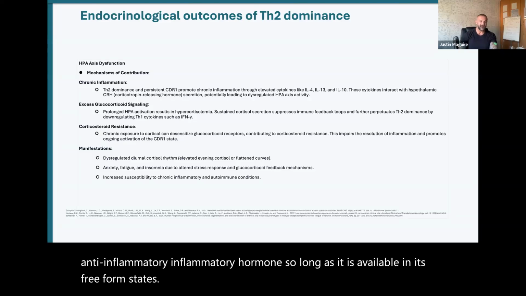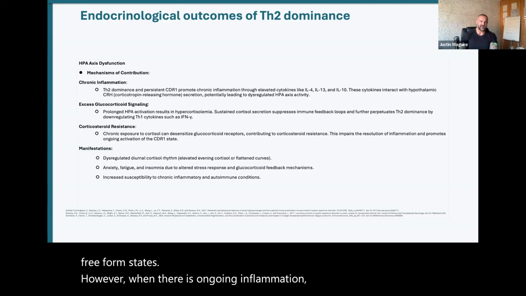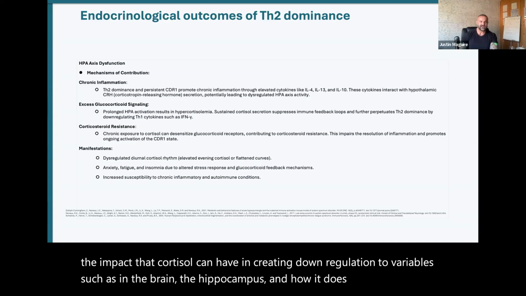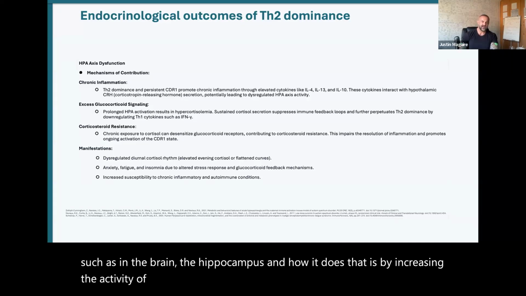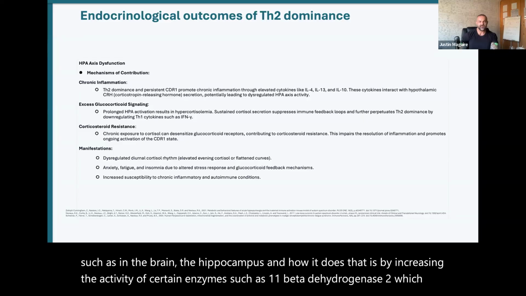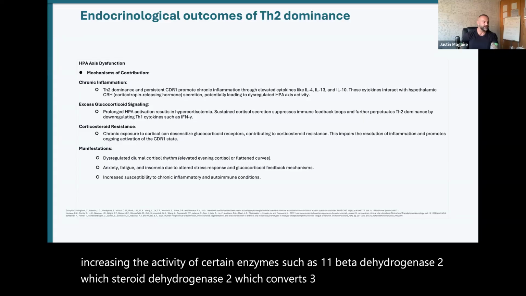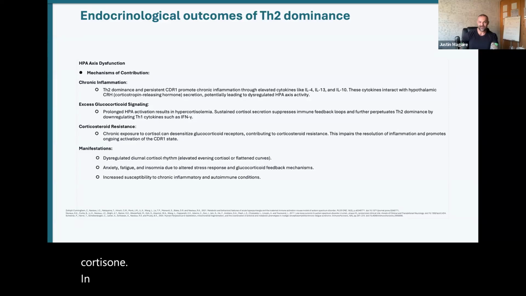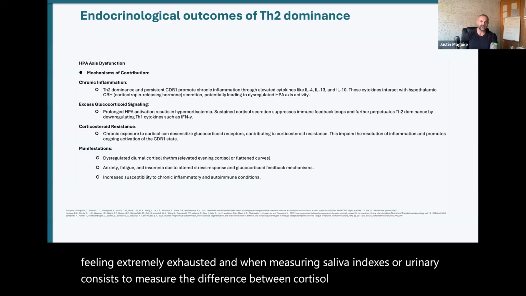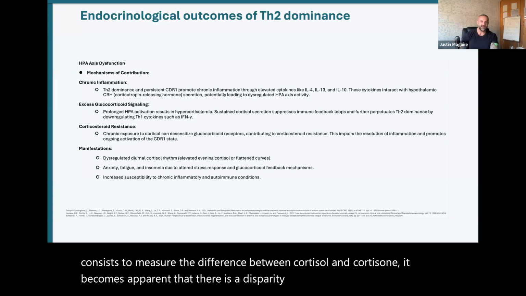However, when there is ongoing inflammation, the body will also reduce the impact that cortisol can have in creating down regulation to variables such as, in the brain, the hippocampus. And how it does that is by increasing the activity of certain enzymes such as 11-beta hydroxysteroid dehydrogenase 2, which converts free cortisol into inactive cortisone. In those particular scenarios, one can have elevated serum cortisol, yet feel extremely exhausted. And when measuring saliva indexes or urinary indexes to measure the difference between cortisol and cortisone, it becomes apparent that there is a disparity in the free availability of actual cortisol.